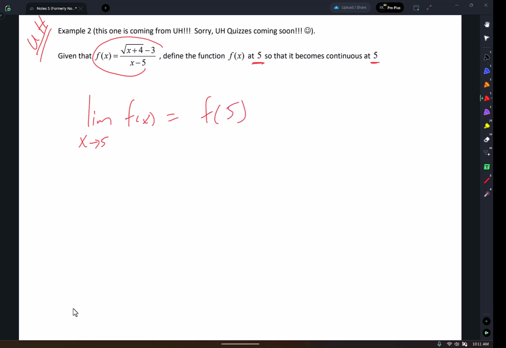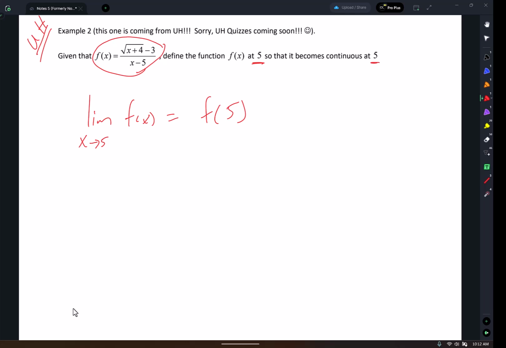And I know I didn't say from the left, from the right. Look, there's no plus or minus. So when there's no plus or minus, that means I'm checking from the left and the right. Does that make sense? So first, I got to figure out what this limit is. If it has a limit, if it does not have a limit, there's nothing you can do to make it continuous.